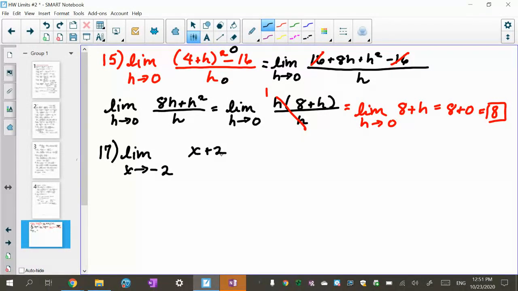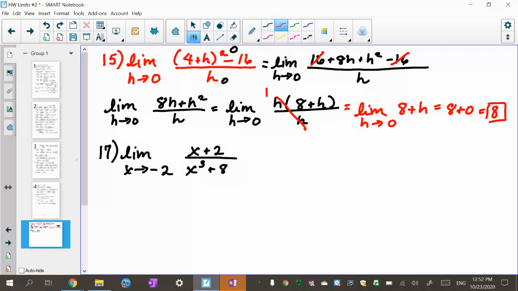x plus 2 over x cubed plus 8. That's a 3, guys. That's a 3. It looks kind of squishy. Let me try that again. Let's try that again. So it's x plus 2 over x cubed plus 8.